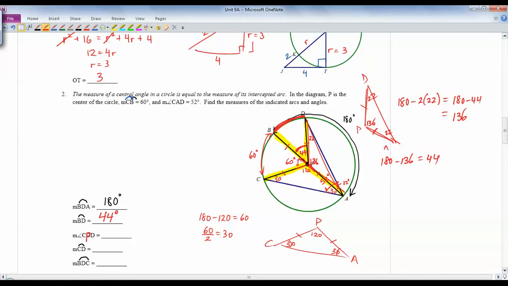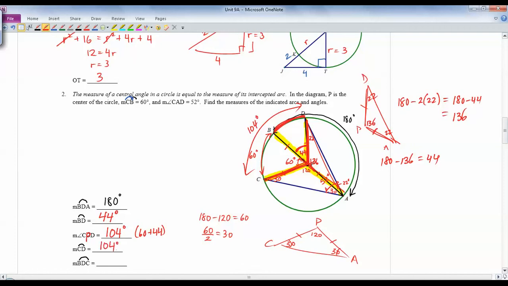So CPD is this angle here, which is 60 plus 44. So 60 plus 44, that's going to be 104. Arc CD is this arc. Well, since its central angle is 104, this arc is 104.